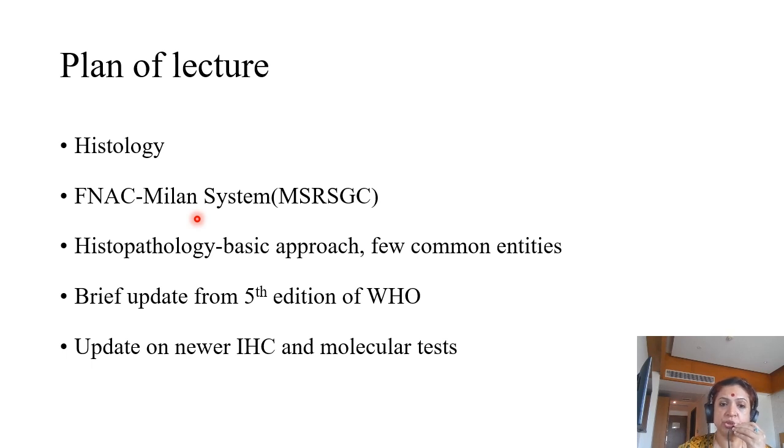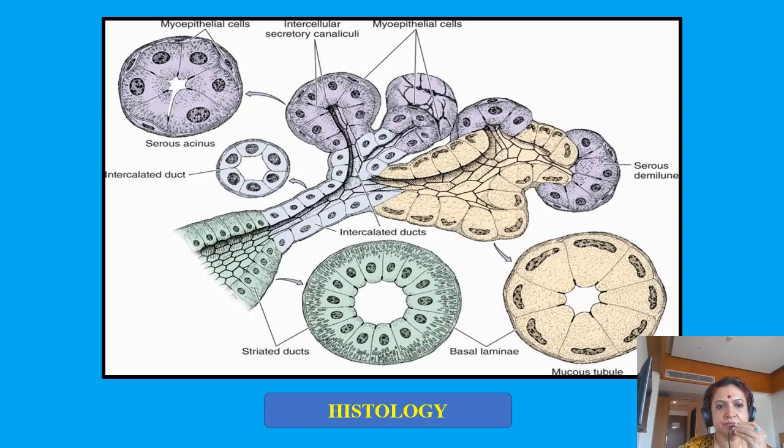Then we'll go on to histopathology. What should be the basic approach? And maybe some few common entities we can just touch upon. A brief update from the fifth edition of the WHO regarding the newer entities, and also briefly about the newer IHC and molecular tests that are available.